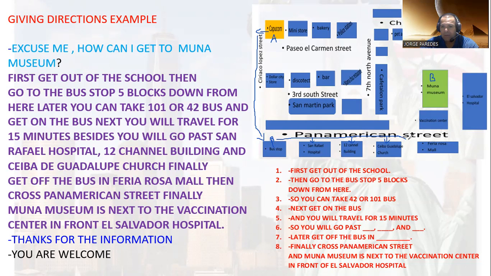So I'm going to be getting off right here at Feria Rosa Mall, this one right here. So once I get off the bus, I need to cross Pan American Street. So I'm going to cross Pan American Street, which is this one. So I go walking all the way this way. And finally it says Muna Museum, which is this one right here, Muna Museum, is next to the vaccination center, in front of El Salvador Hospital. So basically, this is the way that we use all these expressions to travel by bus.